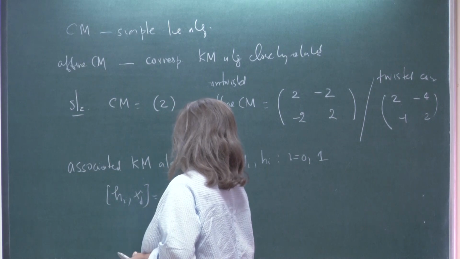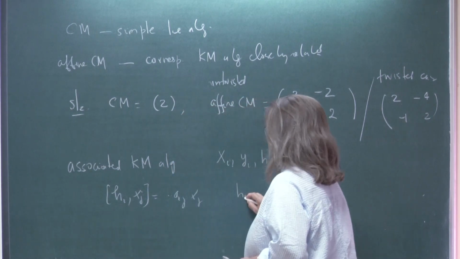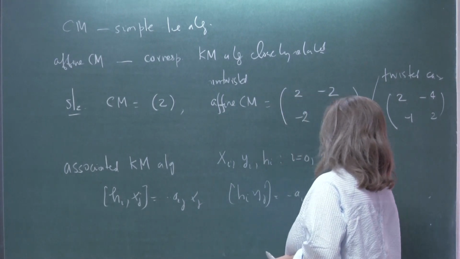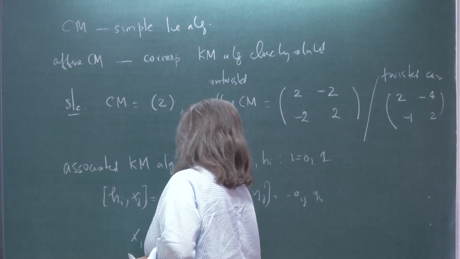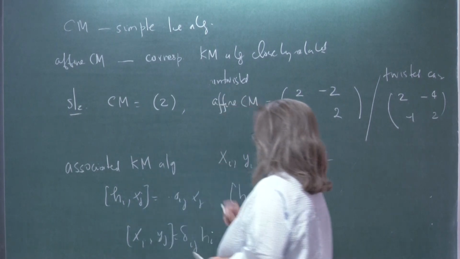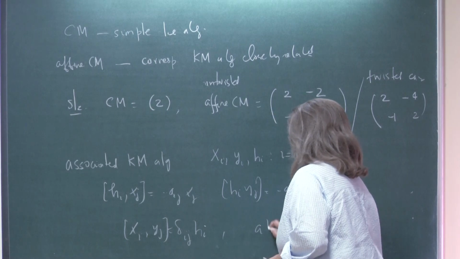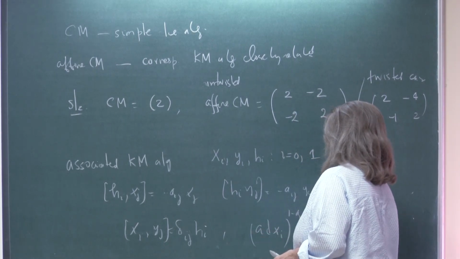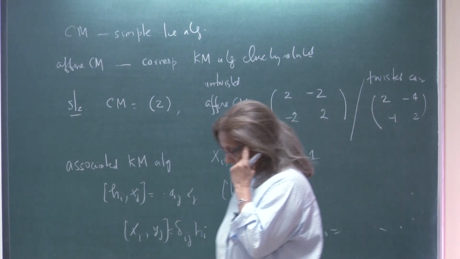Again, [h_i, x_j] is A_ij x_j, [h_i, y_j] is minus A_ij y_j. [x_i, y_j] is 0 if i is not equal to j, and is h_i if i is equal to j. And then we had these Serre relations. And a similar one for the y's. Okay.